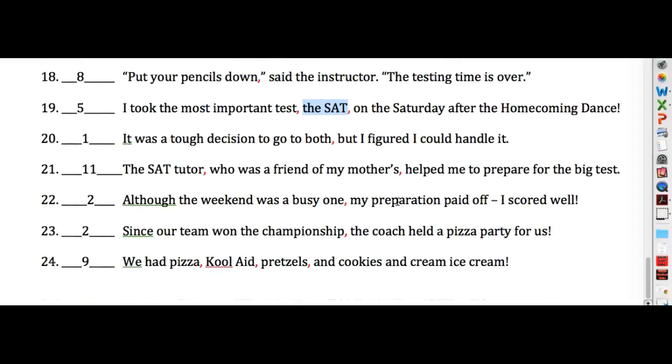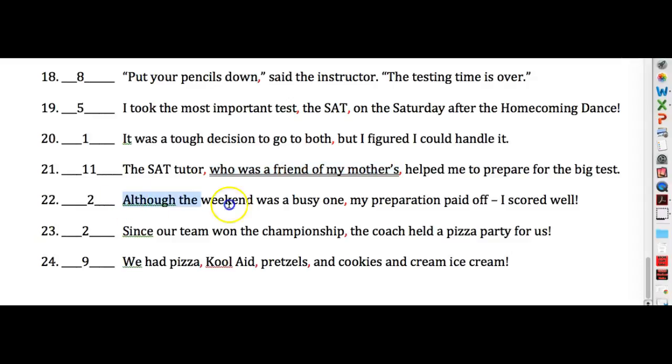Now we're almost finished here, which is good because it's almost the 7th period. 21 is a non-essential clause. So you'll see that here we have "who was a friend of my mother's." It's not really necessary to the sentence, and it does include a verb and a relative pronoun. So we mark that as a non-essential clause.